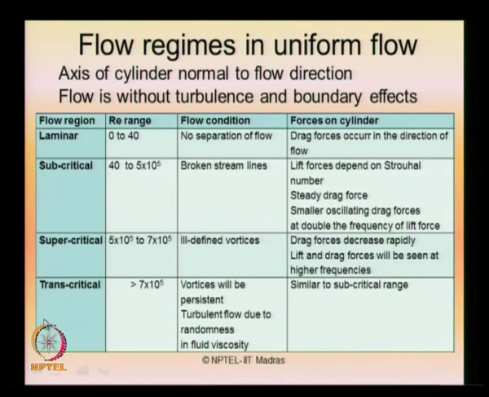How are they classified? They are classified depending upon the Reynolds number. If the Reynolds number varies practically from 0 to 40 or from 40 to 5×10⁵, as shown in the table column here, you can classify these regions as laminar, subcritical, supercritical and transcritical.